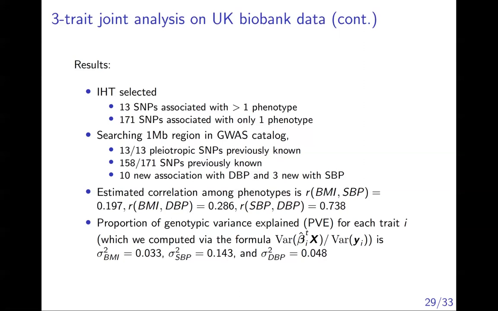I had another question. The 13 pleiotropic SNPs that you found and say are known, were they known as pleiotropic for the same set of traits, diastolic, systolic and BMI? Or were they just known for one of the 3? They were known for at least one of the 3. I didn't check whether they were known as pleiotropic. I don't know how to check that. Well, they're known individually for more than one, but sure.